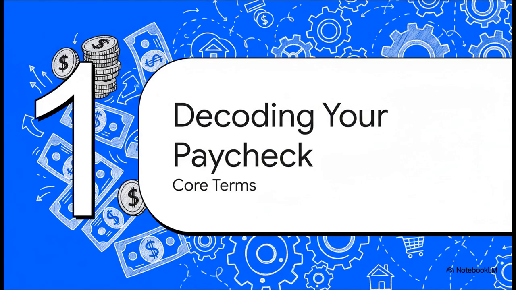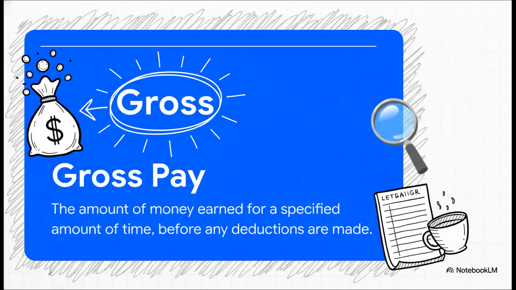Okay, let's start at square one, decoding your paycheck. We've got to speak the language, right? These first few terms are the building blocks for everything else, so let's make sure we get them down cold. First up, gross pay. Now look at that word on the slide, before. That is the most important word here. Gross pay is the big number, the total amount you earned before anyone, like the government, takes a piece of it. It's your starting point for every single calculation.